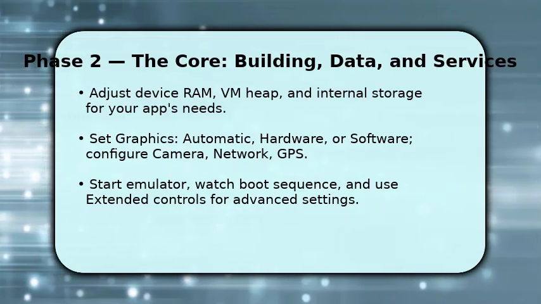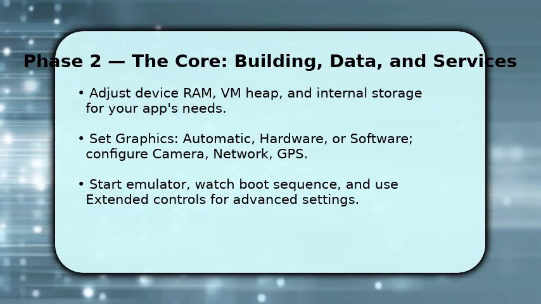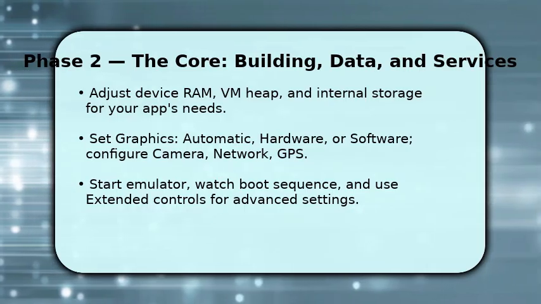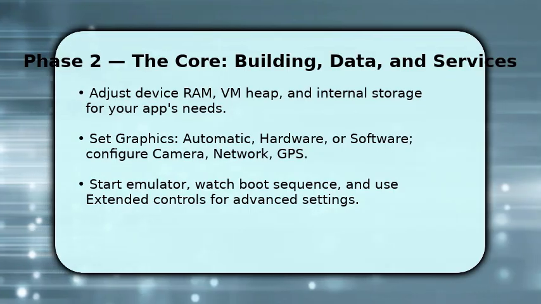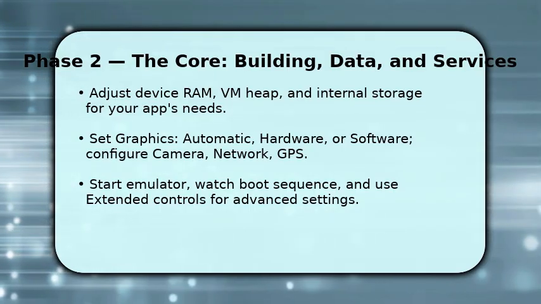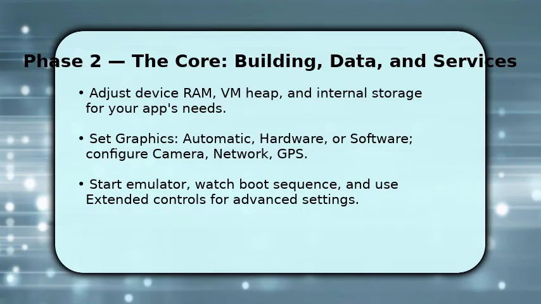In the AVD editor, adjust RAM, VM heap, and storage to match your app's demands. This avoids out-of-memory or slow performance. Then pick graphics mode, automatic or hardware for best frame rate, and configure camera, network, and GPS if your app uses sensors. Once configured, start the AVD.